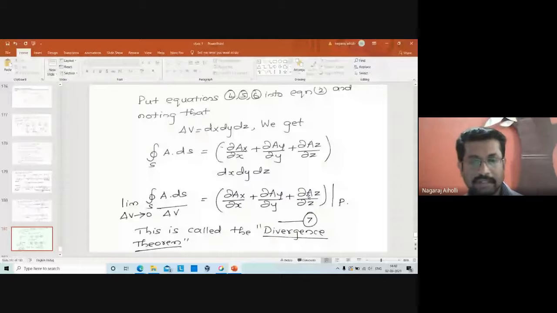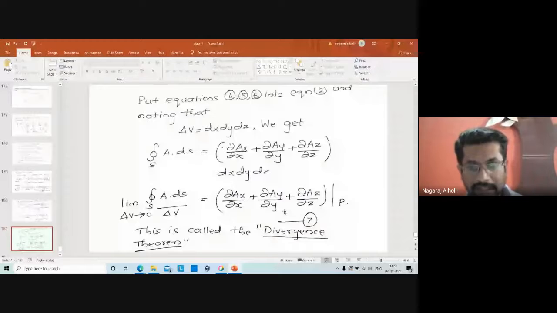In other terms, we can also express this as the closed surface integral of A dot dS. What is divergence? Divergence is del dot A. Correct? So this term, ∂Ax/∂x plus ∂Ay/∂y plus ∂Az/∂z, is del dot A. It's the divergence of A.